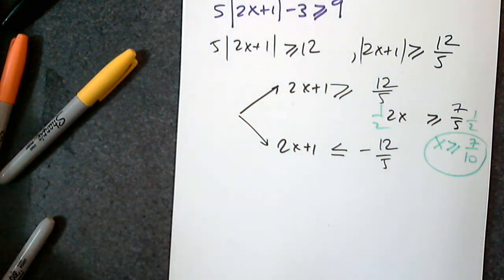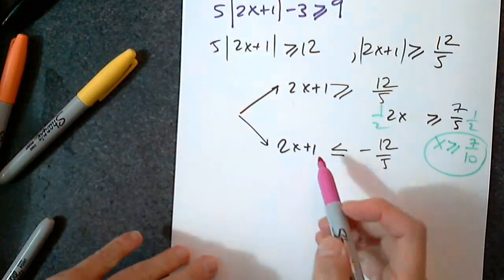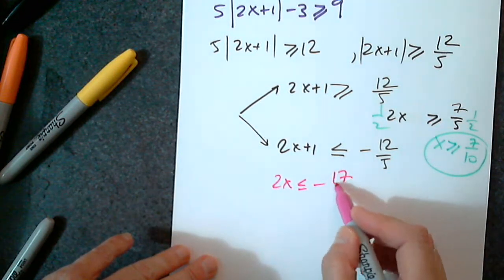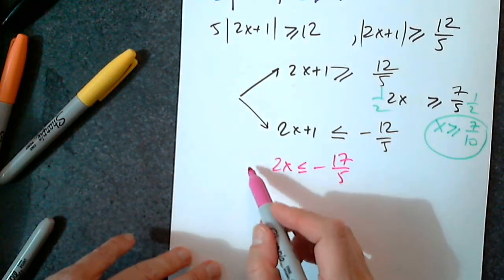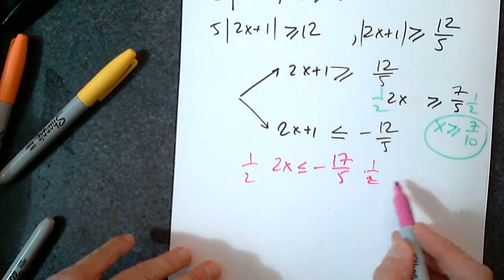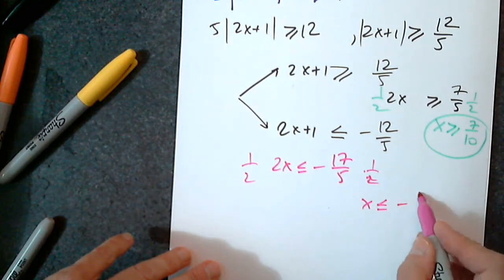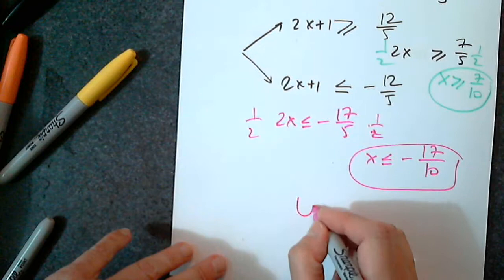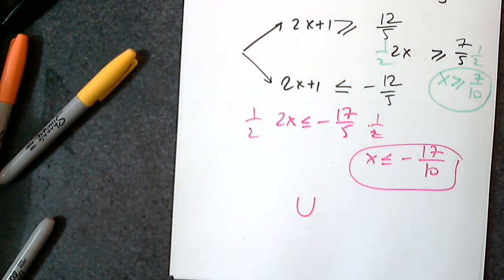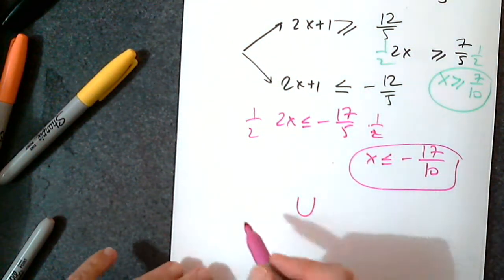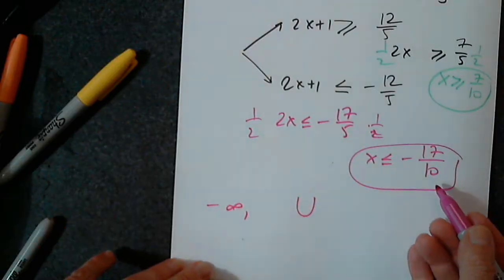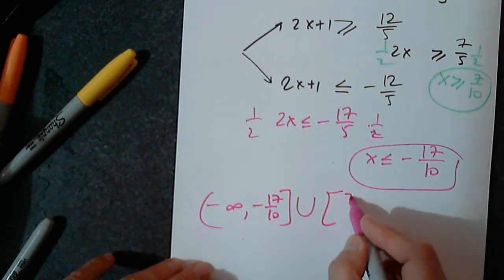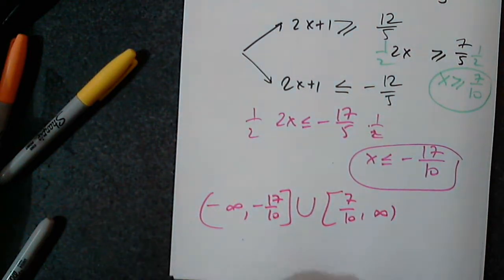And now the other one. You subtract negative 5/5, right? So 2x less than or equal to negative 17/5. Same thing. We multiply by 1/2 and get x less than or equal to negative 17/10. But now the solution has to have the union. Very good. We start with this one. Negative infinity, comma, negative 17/10, union, 7/10, infinity.